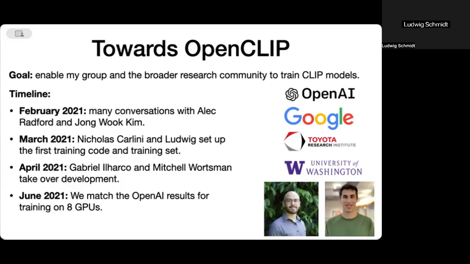This demonstrated that our OpenCLIP codebase could train CLIP models, at least at this scale. And then we made this public, released it, put it on GitHub, and we hoped that other people would start helping us and we could build out from there. And the nice thing is that this exactly happened.